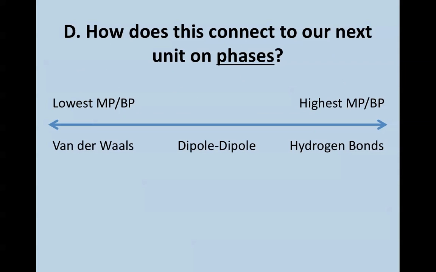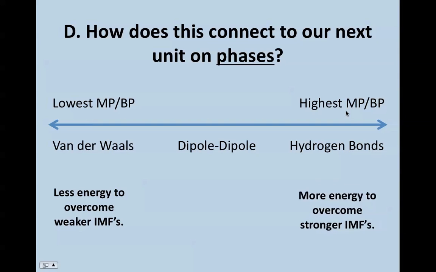So a couple of things that I think you should start to think about is how does this connect to our next unit on phases? Well, the weaker the IMF, the lower the melting and boiling point. That's because it takes less energy to overcome weak IMFs. However, something that has a really strong IMF, like a hydrogen bond, has the highest melting and boiling points. It takes much more energy to overcome stronger IMFs and break molecules apart from each other. So that's one thing to keep in mind as we come back and start on phases.